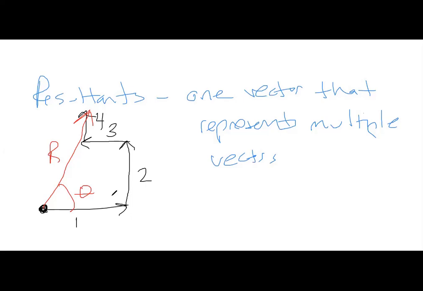You can see our resultant here is going to be made of a hypotenuse. It's going to have components. Here's our x component, and here's our y component of our resultant. And this is what we're going to work on Thursday, trying to figure out these multiple vector situations. But today we're just going to learn the basics of how to find resultants.